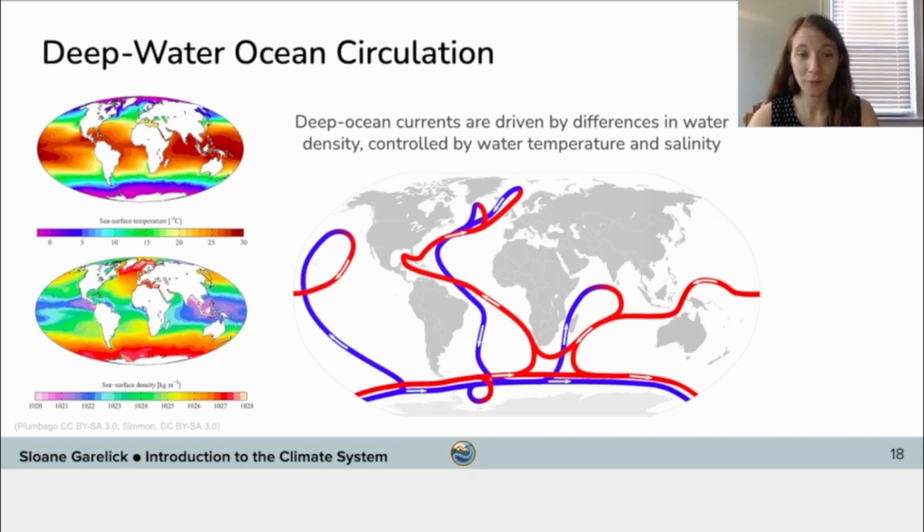When sea ice forms in the cold polar regions, the surrounding seawater gets saltier because the sea ice preferentially takes the fresh water, so the salt gets left behind. As the seawater gets saltier, its density increases and it starts to sink. And this is what initiates those deep ocean currents and what drives this large-scale global ocean circulation pattern.